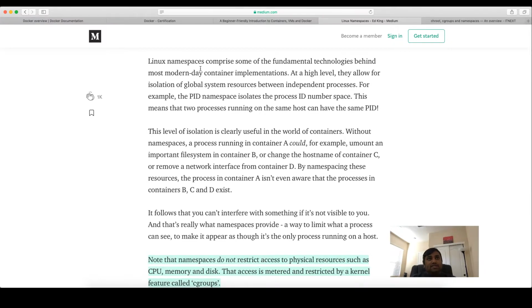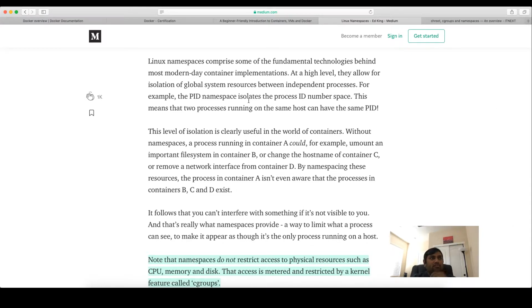So Linux namespaces are some of the fundamental technologies behind today's container implementation. At a very high level, namespaces allow for the isolation of global system resources. So what are the global system resources? We'll take a look at it. With the help of namespaces, we can isolate them between independent processes.